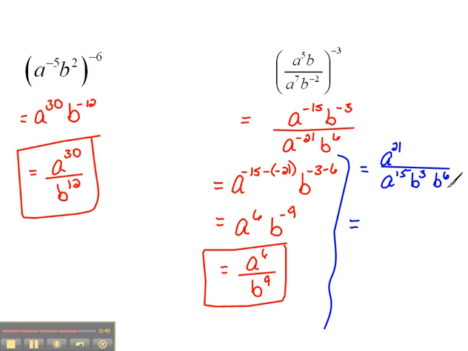Now we can go through and simplify. When we're dividing like bases, we subtract the exponents, so 21 minus 15 would be a to the 6th. Then on the bottom, we're multiplying like bases, so we add the exponents, so that would be b to the 9th. We get the exact same thing no matter what we do, as long as we're using valid exponent rules.